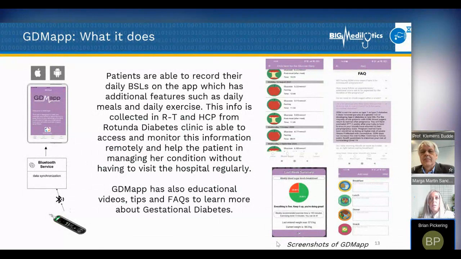And here on the right-hand side, you can see some screenshots of the application and how it looks like. Next slide, please.